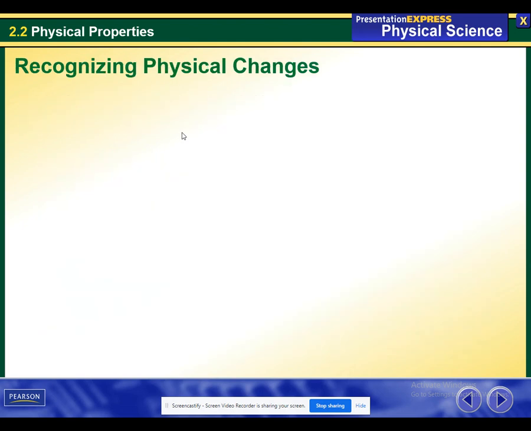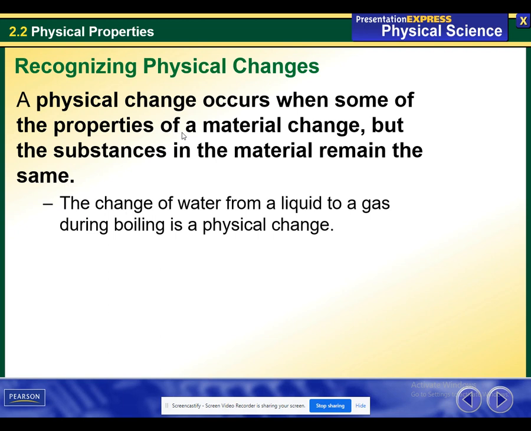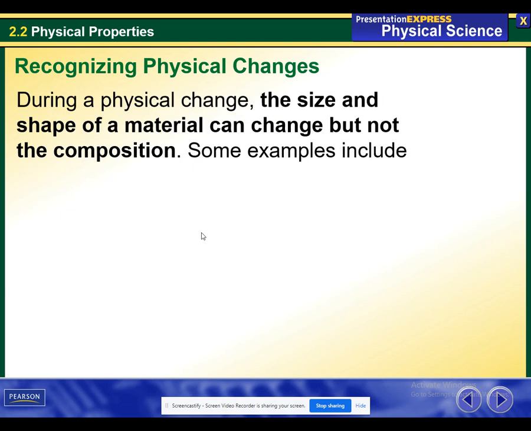We're going to end this section on recognizing physical changes. We've been talking about physical properties. Physical changes are when those properties change, but the material remains the same, or it has the same composition. So a change of water from a liquid to a gas is physical because water as a liquid is H2O, and when you boil it to become a gas, it still has the composition of 2 hydrogen, 1 oxygen.